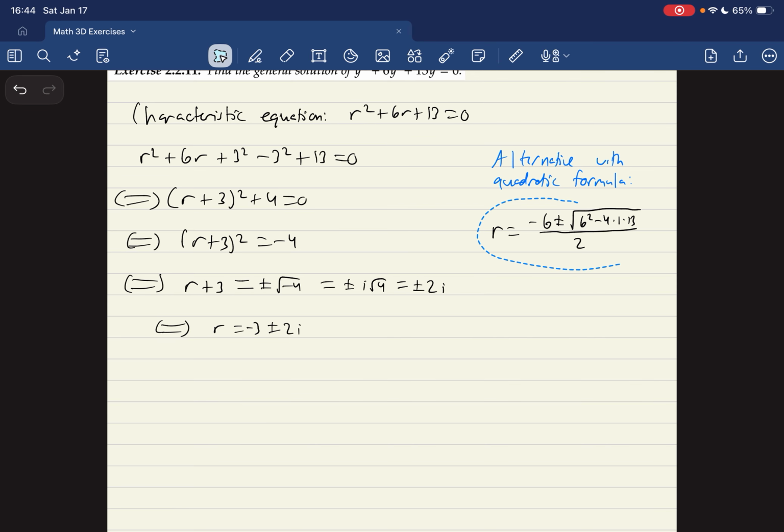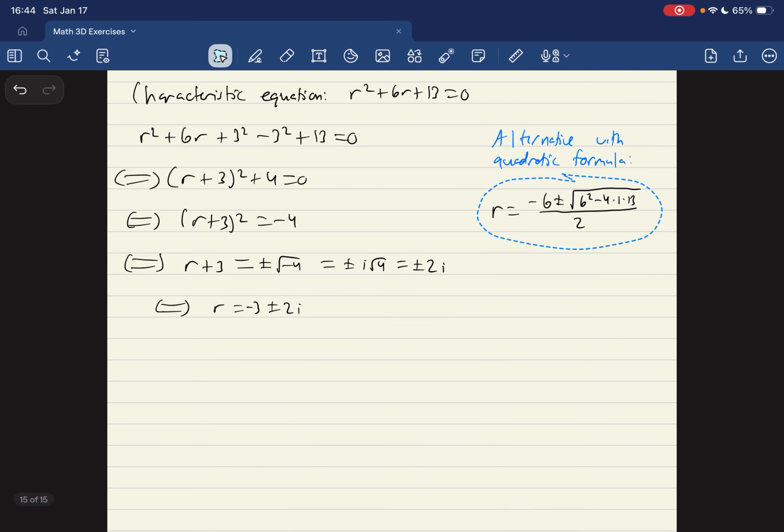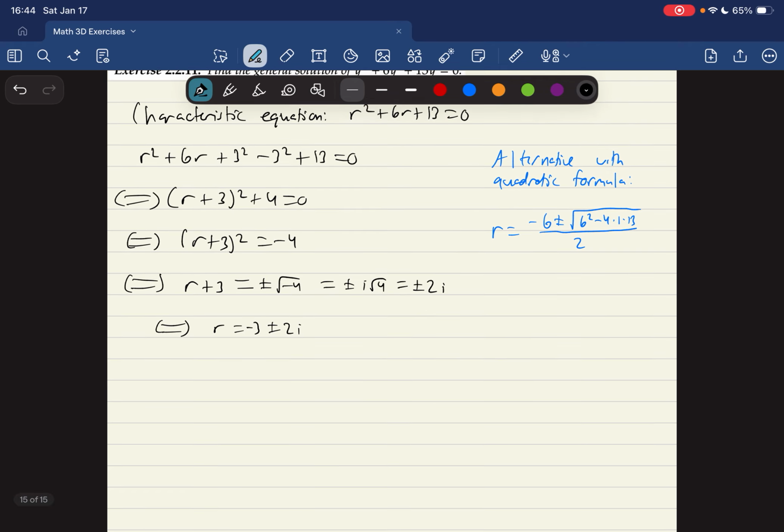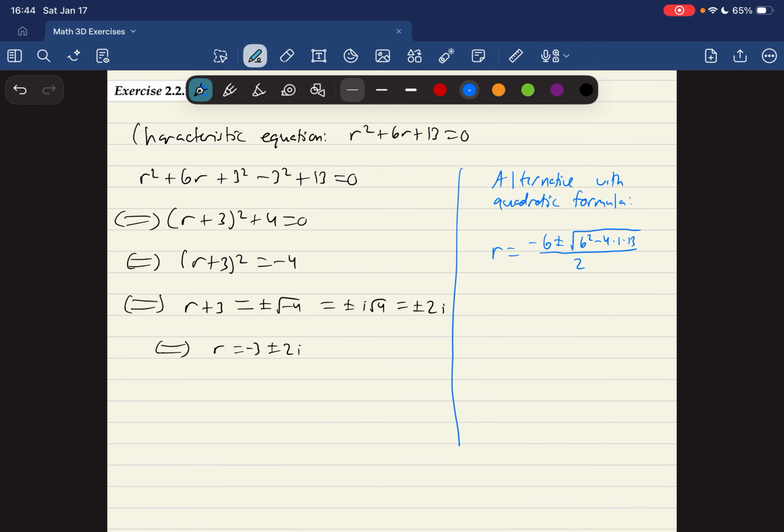And, I'm writing in black. Oops. Let me change the color to be consistent. There we go. Okay.